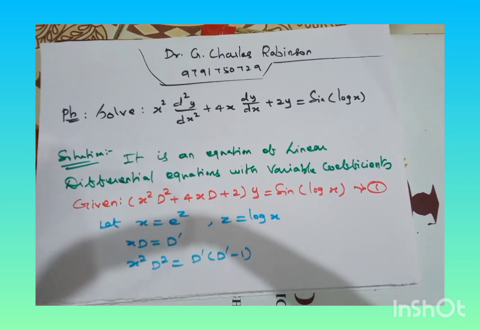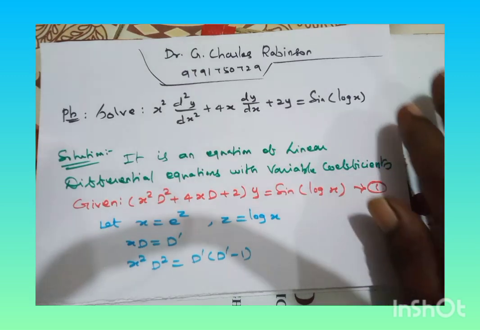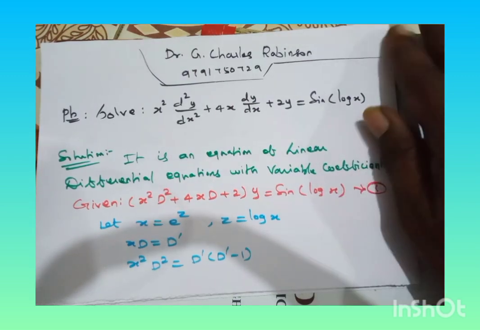Okay, now I am going to make some assumptions: x is equal to e power z and z is equal to log x. Please remember, in this method we have to take x equal to e power z and z equal to log x. Also we take x D equal to D dash, or theta, whatever it may be. We can replace it here by D dash. And then x squared D squared will be D dash into D dash minus 1. Okay, these are the assumptions we are going to apply in this method.